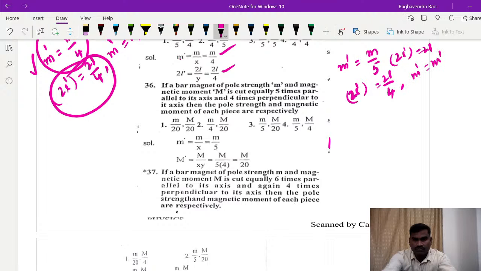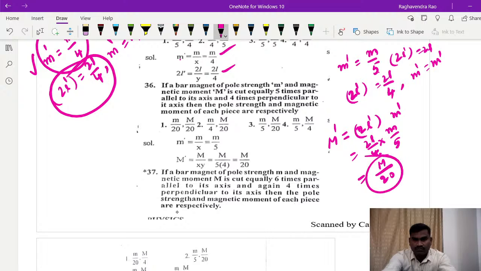Now what is the net magnetic moment? M dash is equal to 2l dash into m dash. What is 2l dash? 2l by 4. What is m dash? m by 5. That means 2l into m is nothing but the original magnetic moment. 4 into 5, 20. So that will be equal to M by 20.